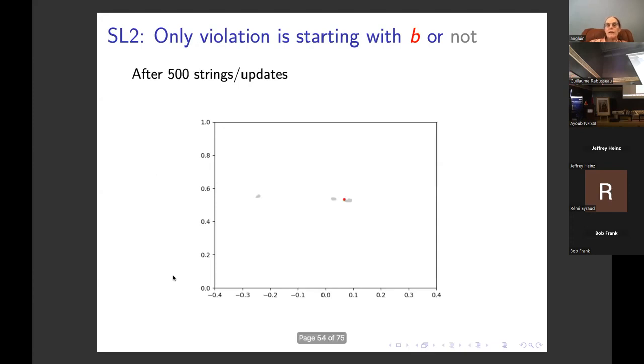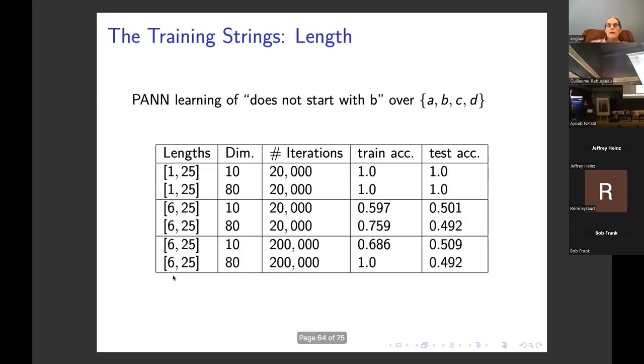So here's the start. Can't see any of the red yet. Red's on the right. Red's still on the right. We see that "does not end in A" is shifting over to the left. So as we move along, none of the red dots have moved left yet. And what happens is they finally straggle over to the left, and we get correct classification of the training strings. So what's happening here?